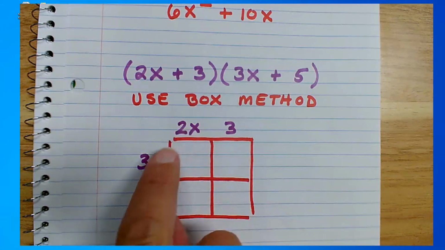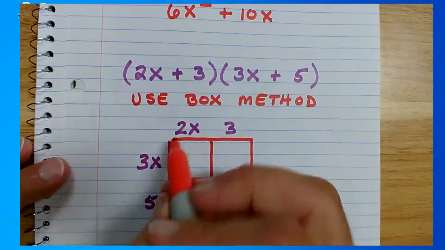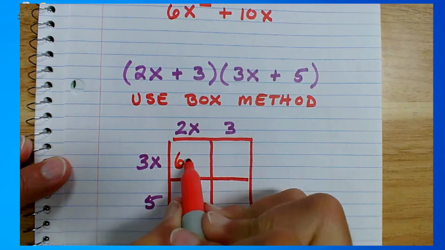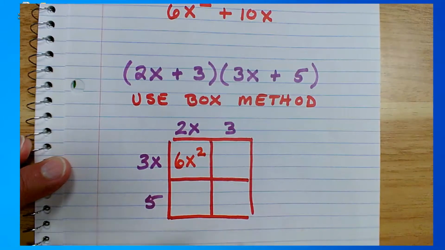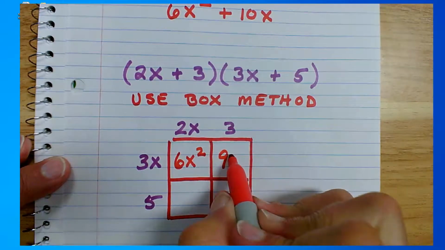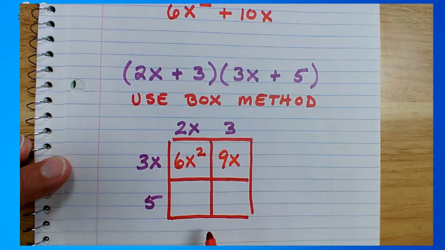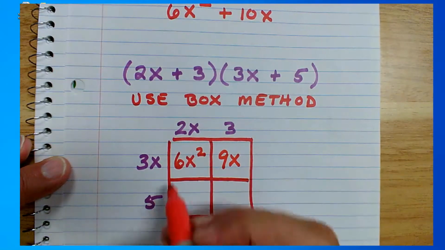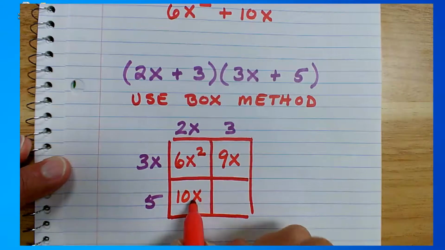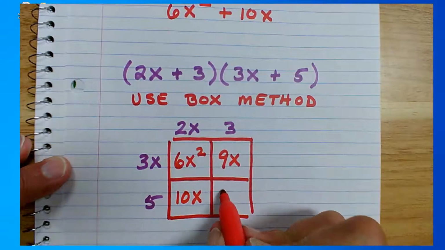So a 2x times a 3x is a 6x squared. A 3 times a 3x is a 9x. A 2x times a 5 is a 10x. And a 3 times a 5 is a 15.